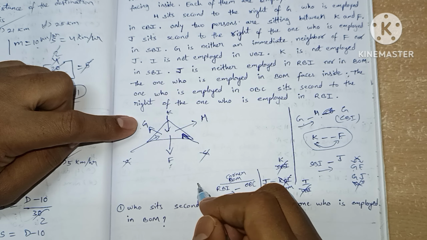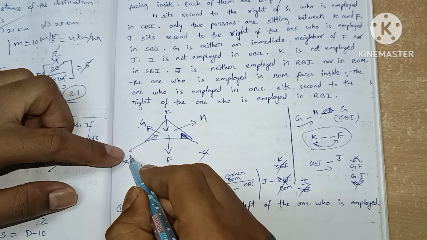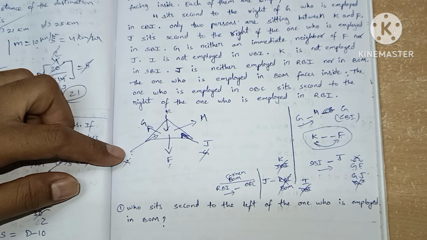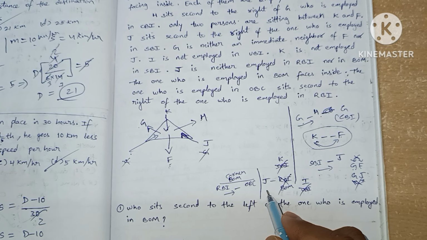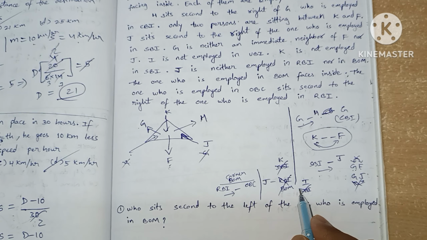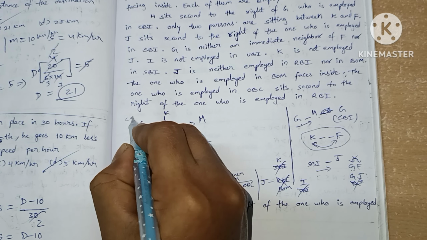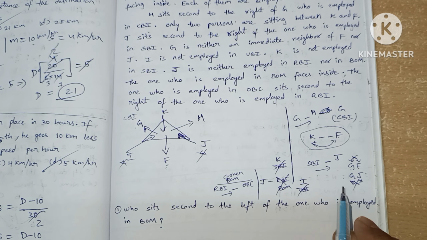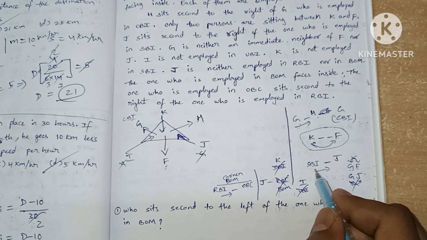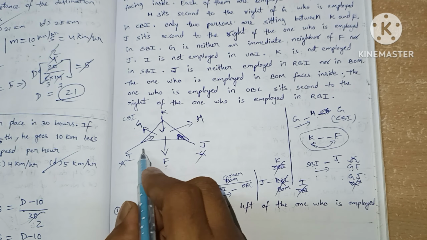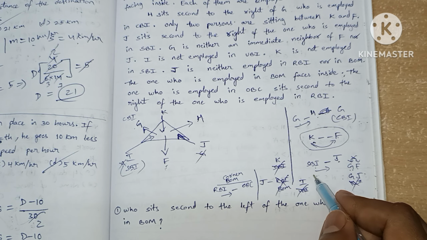Now, G is not an immediate neighbor of J, so this is not the place for J; this is the place for J, and the remaining alphabet is I. We have G is CBI. J sits second to the right of SBI, so this is SBI: I is employed in SBI. Okay, this one is completed.